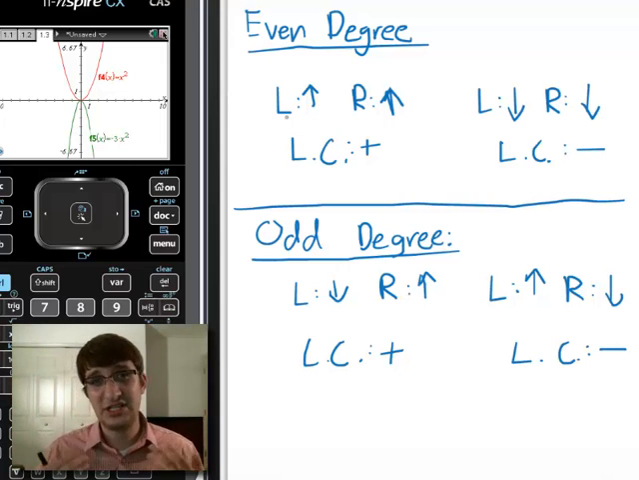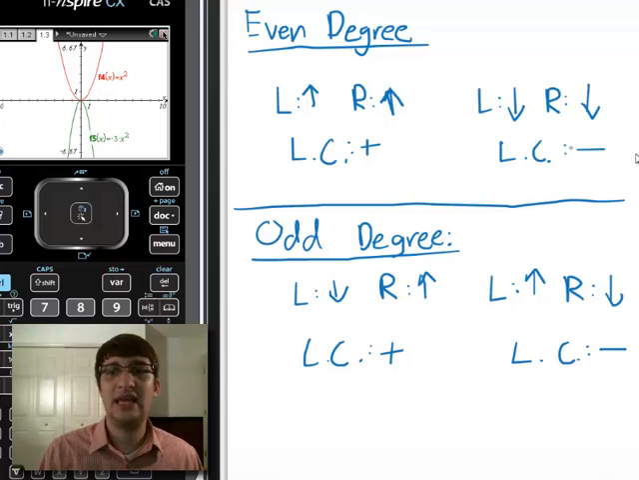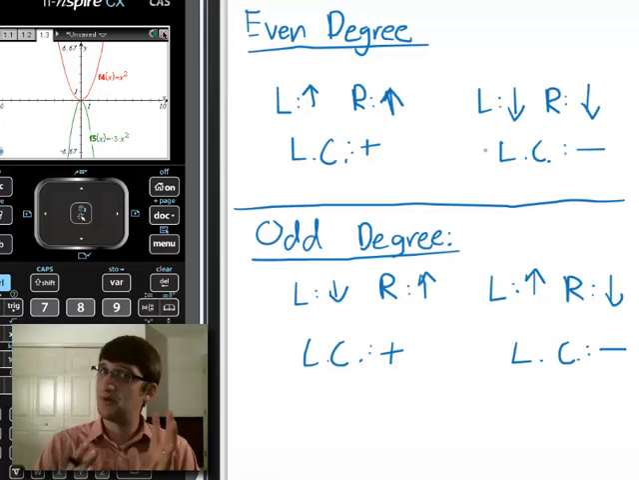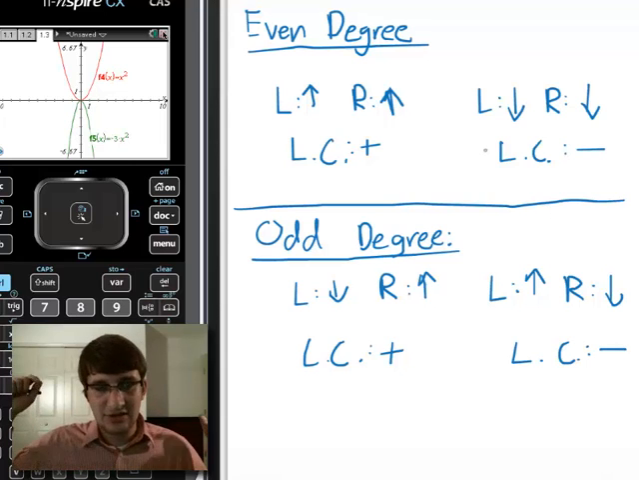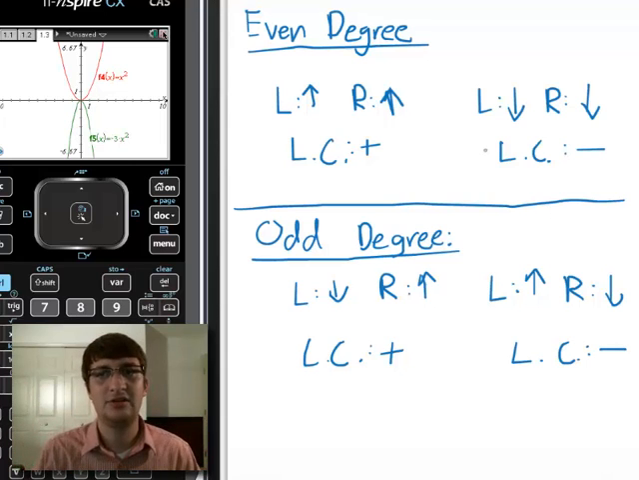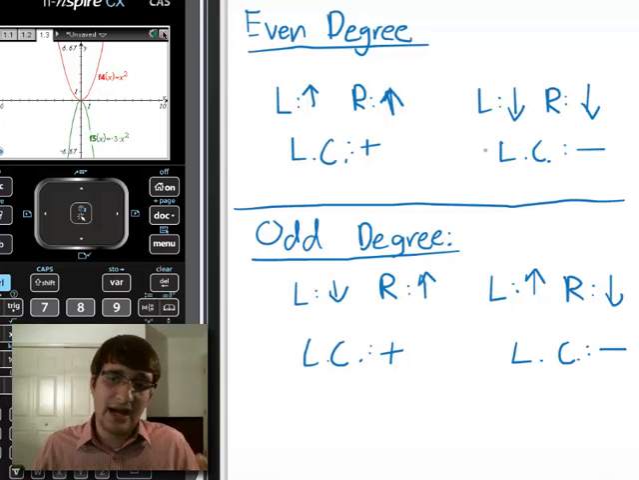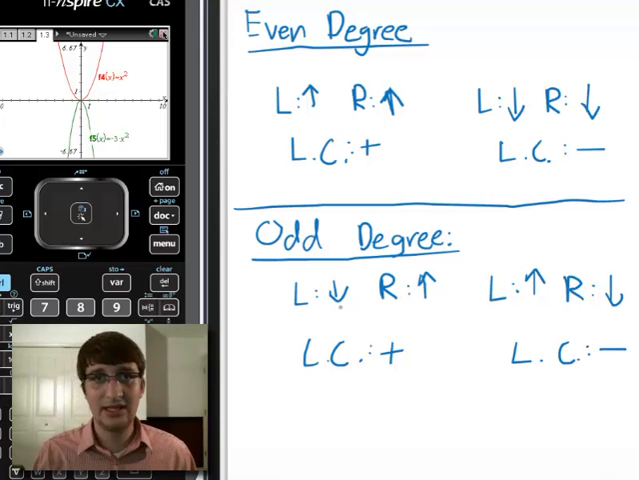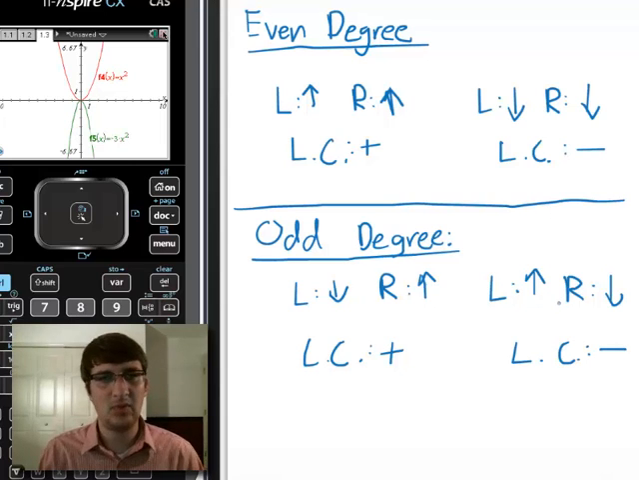Now, when the leading coefficient is negative and we have an even degree, the opposite happens. Both of these tails are going to be pointing down. Again, we don't know what's going on in the middle of the graph, but at least we know that the tails are both pointing down for even degrees with the leading coefficient negative. For odd degrees, we have one arm up and one arm down: left arm down, right arm up when the leading coefficient is positive, and then the flip when the leading coefficient is negative. And for the most part, that is tail behavior.